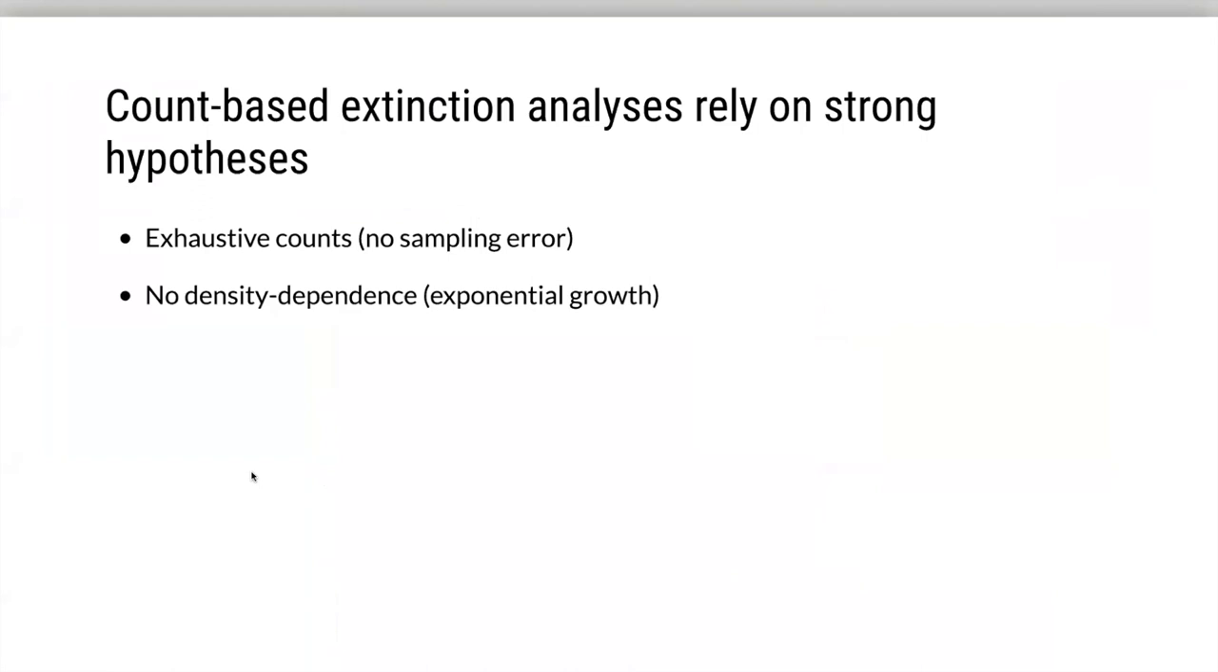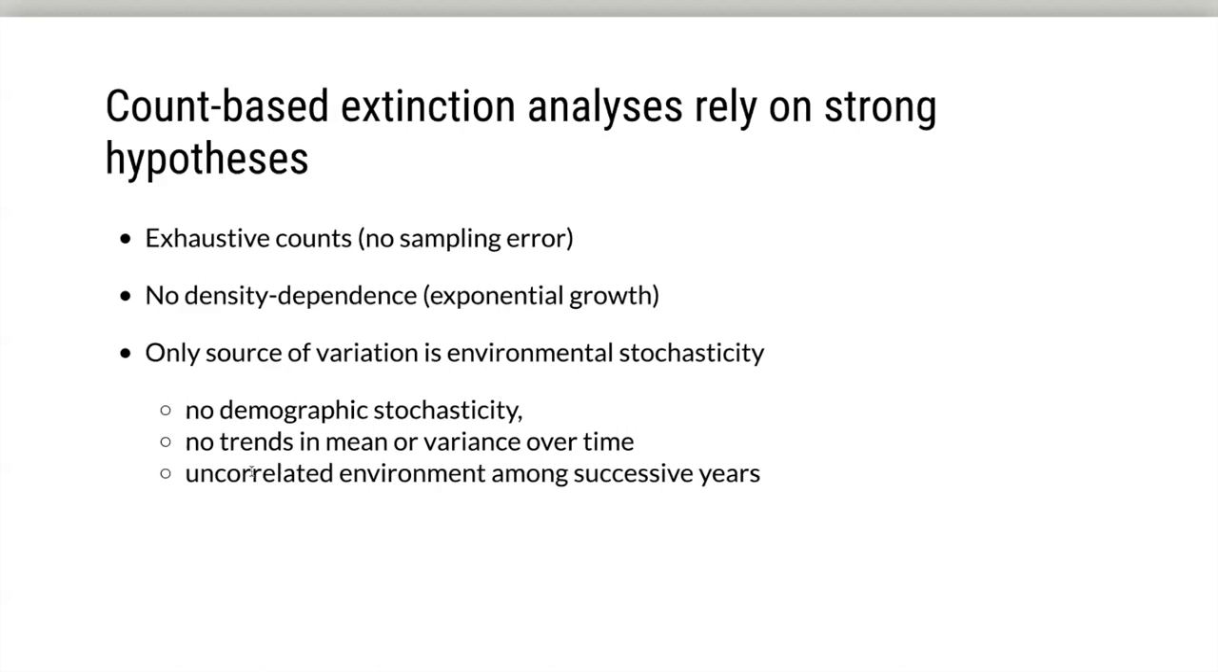We did not include density dependence and considered that the population was exponentially growing, and that the only source of variation was environmental stochasticity. So no demographic stochasticity, no trend in the mean environment or variance over time, and we did not include correlation between successive years in the environment. So you can do this, but it requires adding a few additional steps to the model. That was just an introduction.